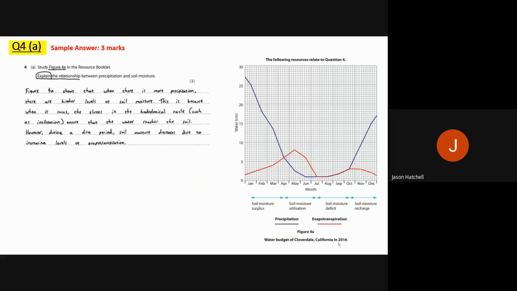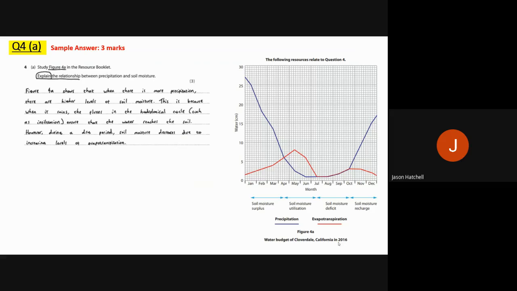So there is a link there straight away. When precipitation is high, evapotranspiration is rising. When precipitation falls, there's a slight lag, and just behind it, evapotranspiration also falls. There's less water overall in the hydrological cycle.